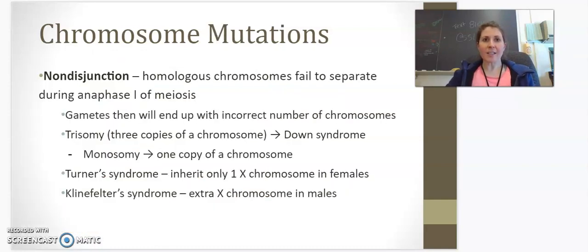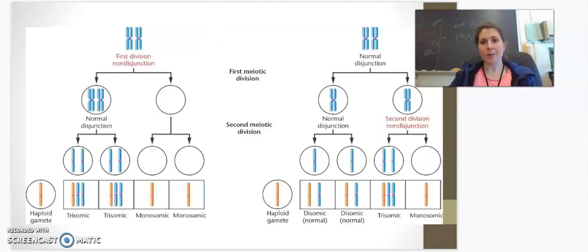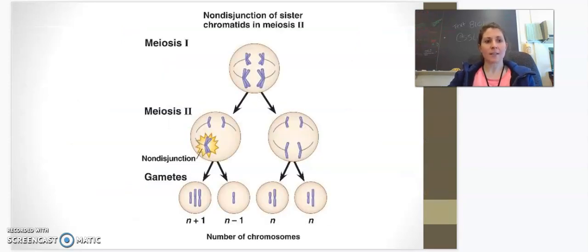All right, so non-disjunction, as a reminder, we're looking at this in meiosis as well. Non-disjunction is when homologous chromosomes fail to separate during anaphase 1. It could also happen during anaphase 2. It's going to cause gametes that then have the wrong number of chromosomes, and so then you can end up with something like trisomy, where you have 3 copies of the chromosome, or monosomy, where there's only 1 copy. This is just a picture showing how chromosome mutations work and how non-disjunction would work during anaphase 1 and anaphase 2. And this is showing the same.